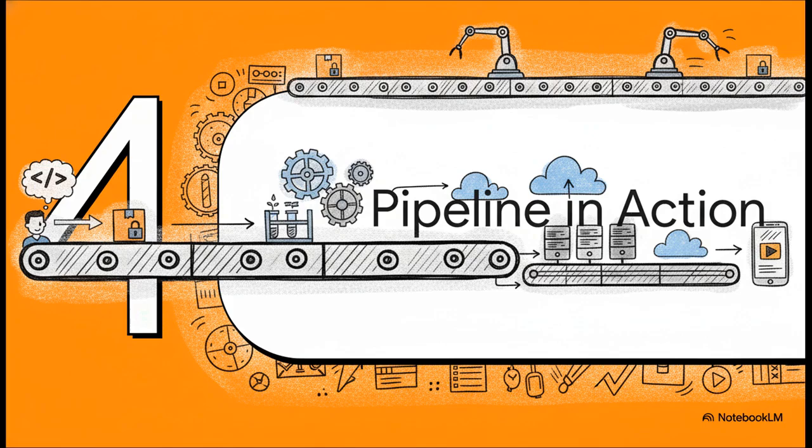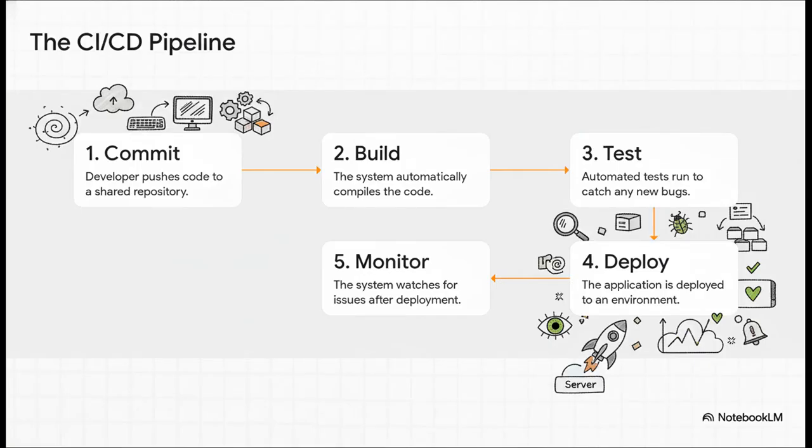Okay, so to really understand how this all fits together, let's visualize the CI/CD pipeline. This is that assembly line for code we talked about earlier. It's basically a series of automated steps that every single code change has to pass through on its journey from a developer's laptop all the way to the end user. This slide lays out that journey perfectly.